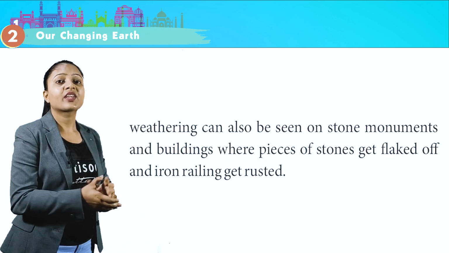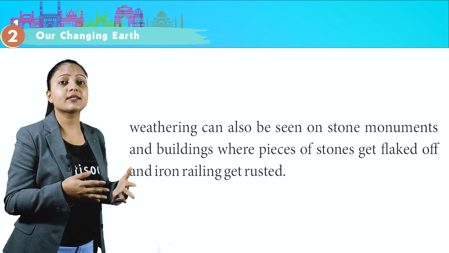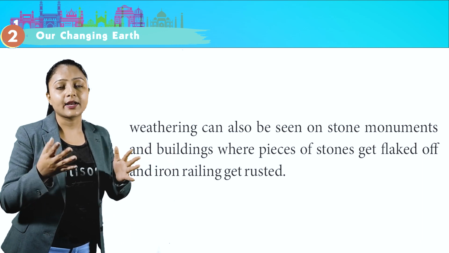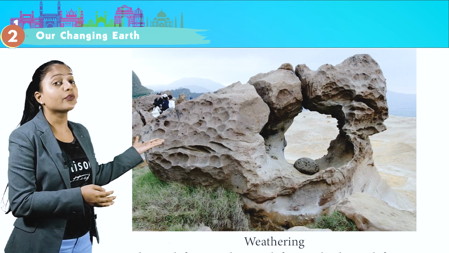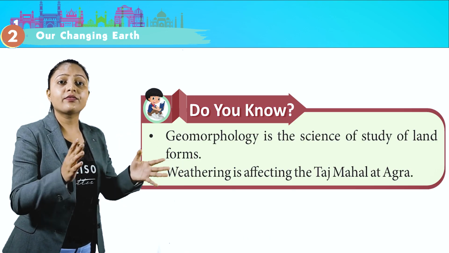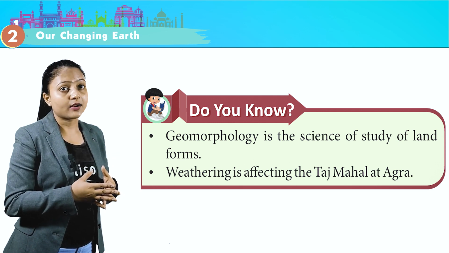The effect of weathering can also be seen on stone monuments and buildings where pieces of stone get flaked off and iron railings get rusted. This is the image of weathering. Do you know? Geomorphology is the science of the study of landforms. Weathering is affecting the Taj Mahal at Agra.